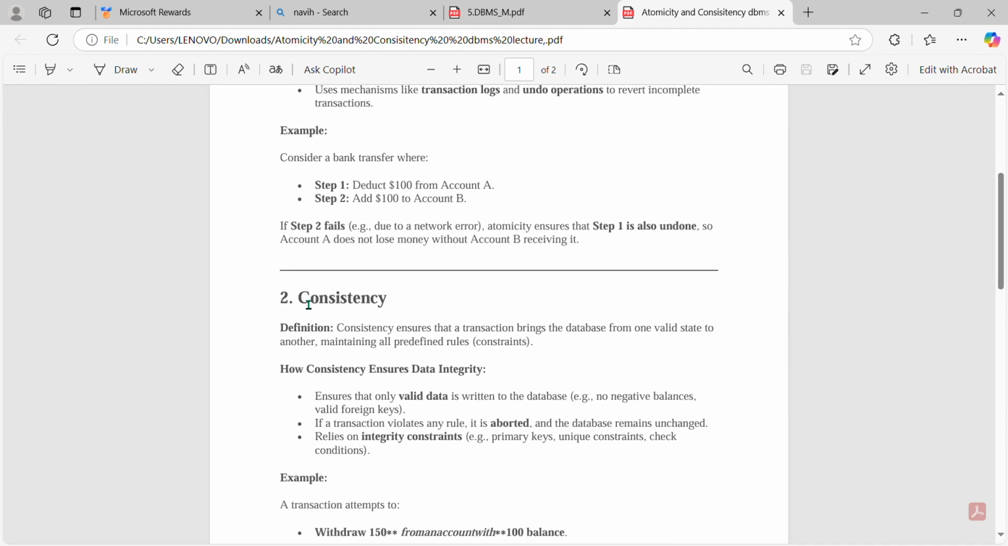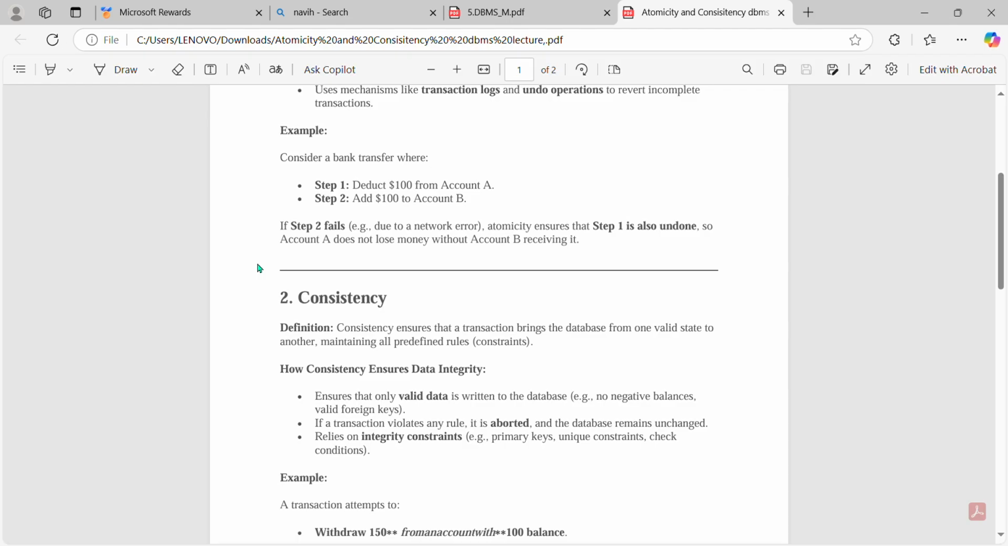Second, consistency. Definition: consistency ensures that a transaction brings the database from one valid state to another, maintaining all predefined rules and constraints. How does consistency ensure data integrity?